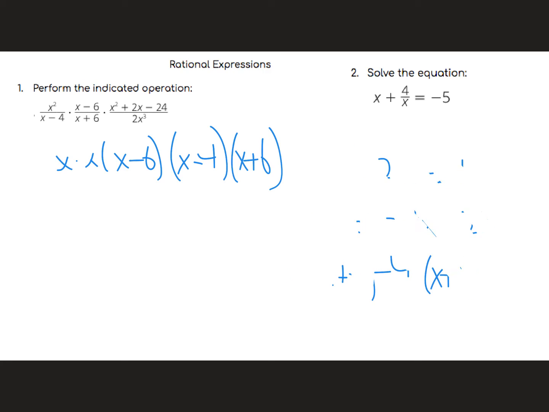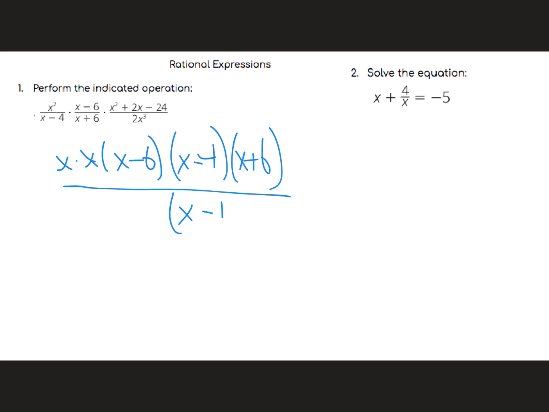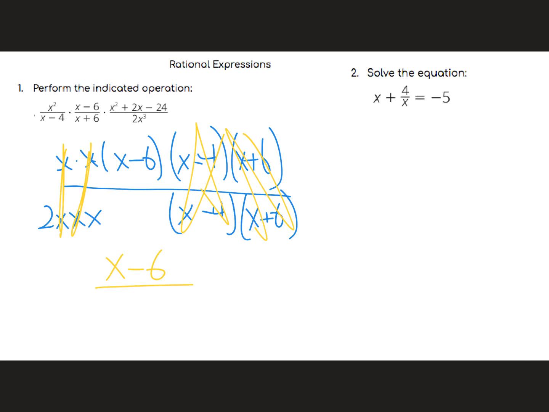Let me get rid of this stuff. And then I'm going to write the pieces on the bottom. And actually, I'm going to do something devious. I'm going to move those pieces. And if they match up with things, I'm going to put what they match up with. So x minus 4, I'm going to put that here. X plus 6, I'm going to put that here. 2x cubed, I'm going to put that over here. And now I'm going to reduce to 1 everything that I can get rid of. So this is 1, this is 1, this is 1, and this is 1. So what I'm left with is x minus 6 on the top and then 2x on the bottom.